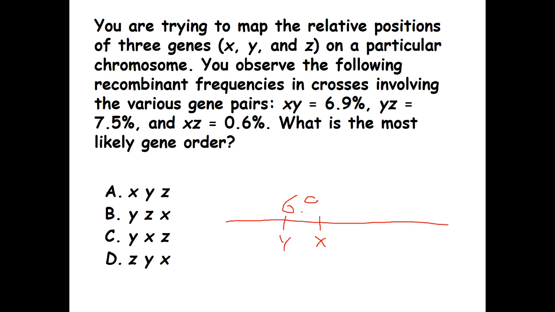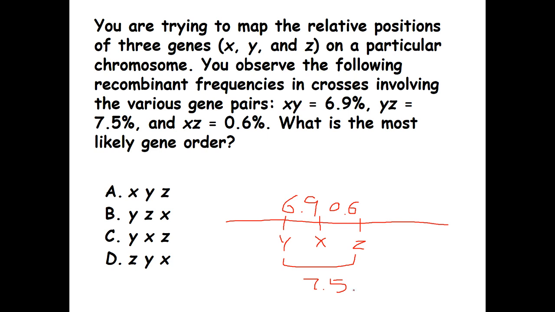Differences, map distance, and then you guys say that Z is here. And you know that Y and Z here is 7.5, right? So let's see if the numbers add up. Then the X and Z is 0.6 here, 6.9, yep. So that adds up, right? You can see that. So good, C is correct.